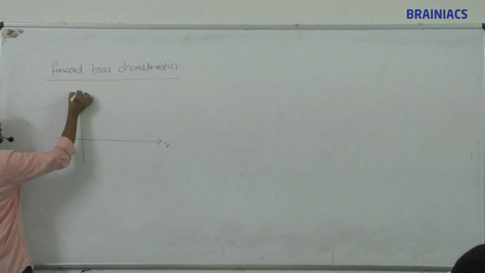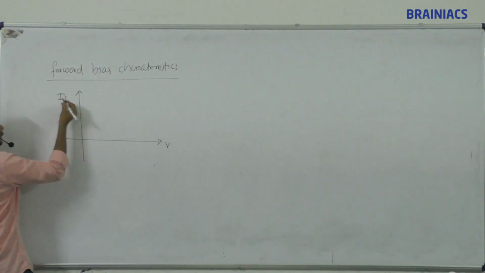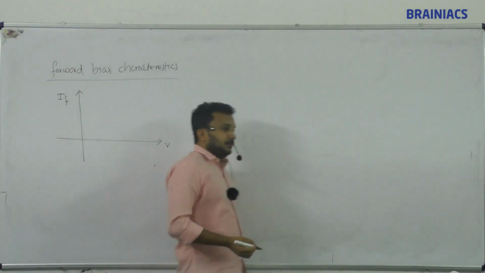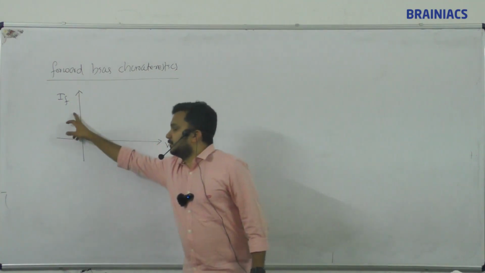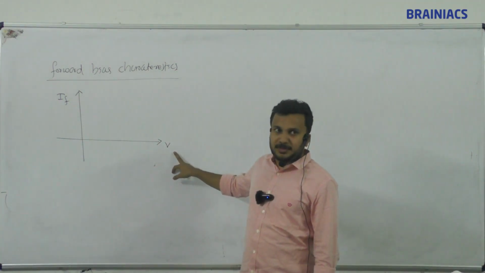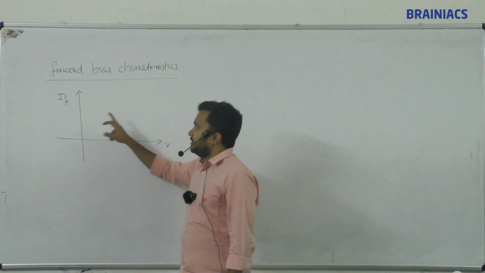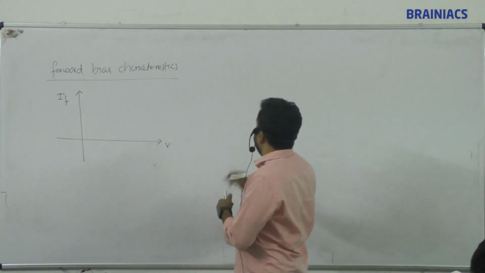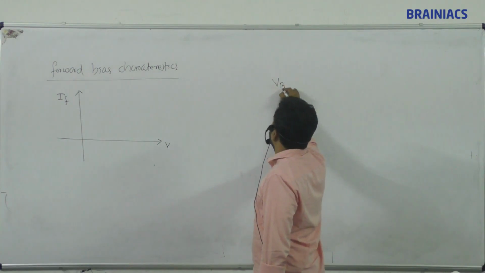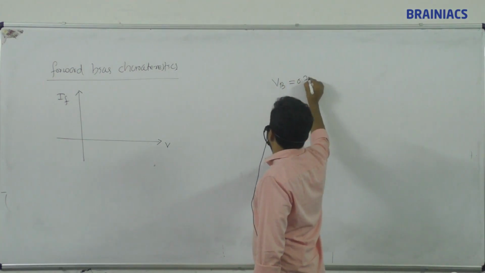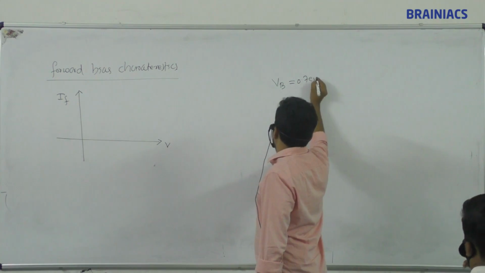Voltage versus IF. Okay. So forward current versus applied voltage. VB is the barrier voltage. This is not the barrier voltage, this is the applied voltage. Next, what will happen, sir? See, I know the barrier voltage, for example, is equal to 0.7. This is a standard value of barrier voltage.